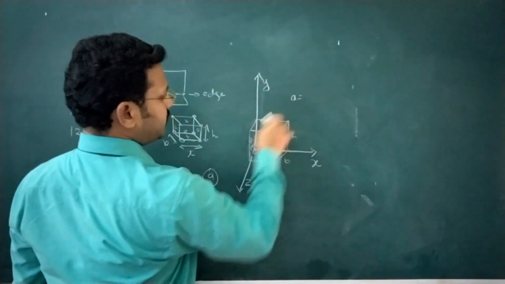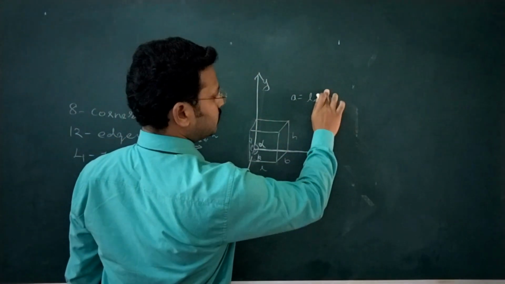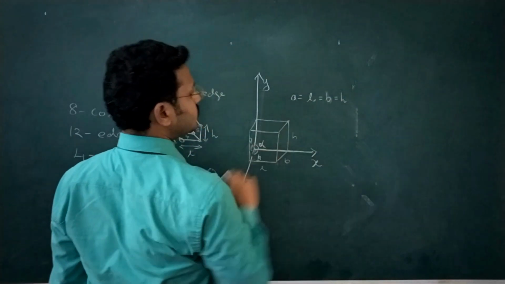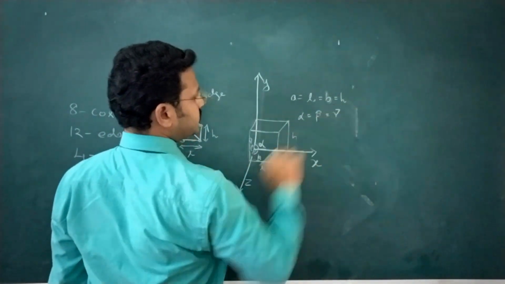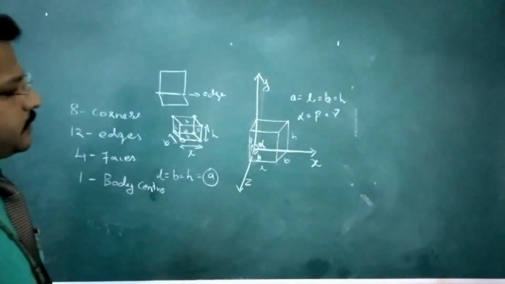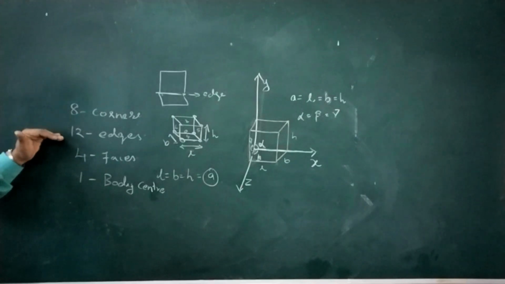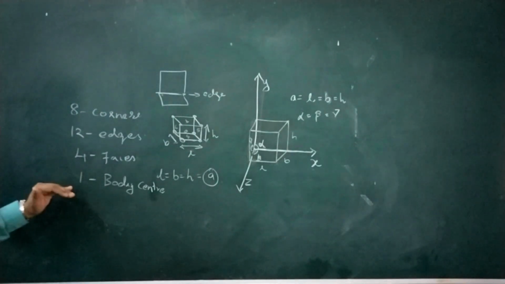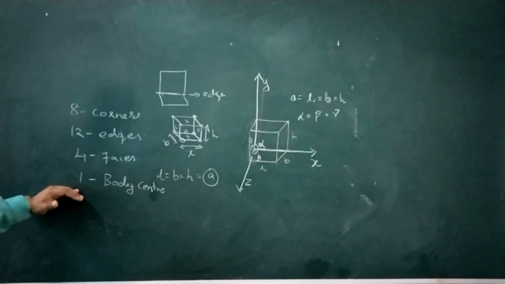So A is nothing but length, breadth and height, and alpha is equal to beta is equal to gamma. These are the basic parameters, and next to that we have 8 corners, 12 edges, 6 faces and 1 body center. Using this, we will elaborate the different cubes which are present.